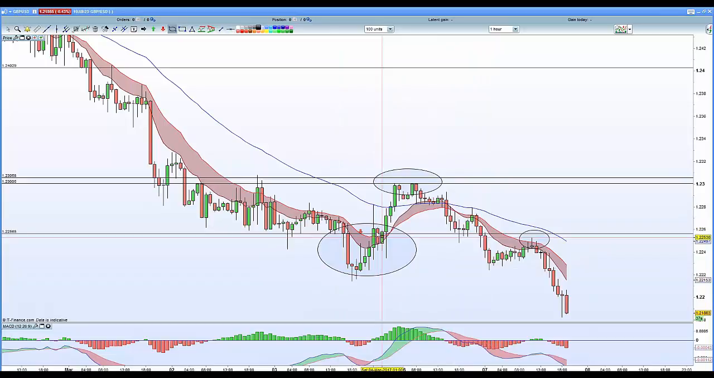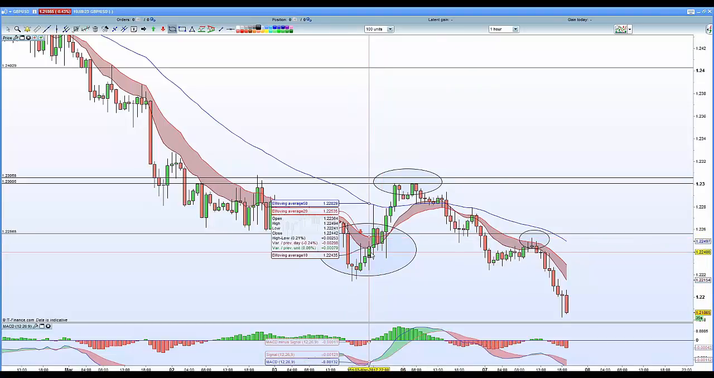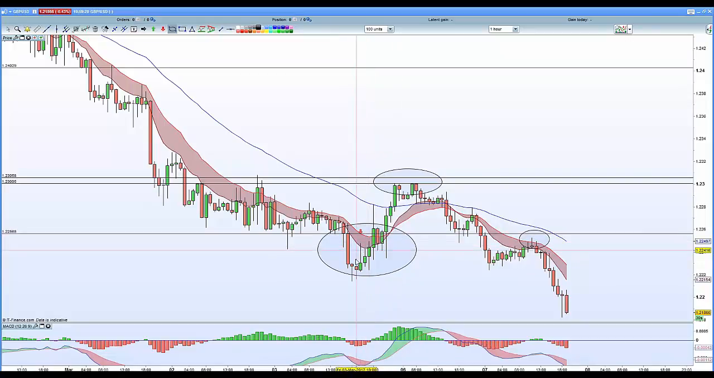Because the first time when it broke down, the bears couldn't hold, and the bulls came in to push back up. The second time it broke down, when a key level breaks for the second time, there's a high probability that the break is more sustainable. And in this case, it made a pullback this afternoon and continued dropping.